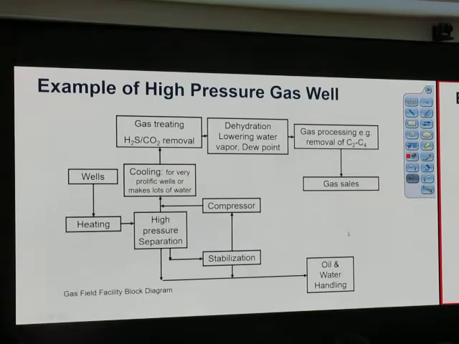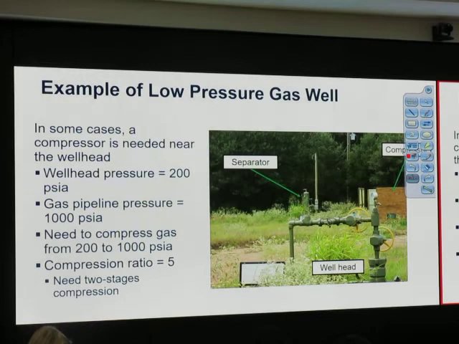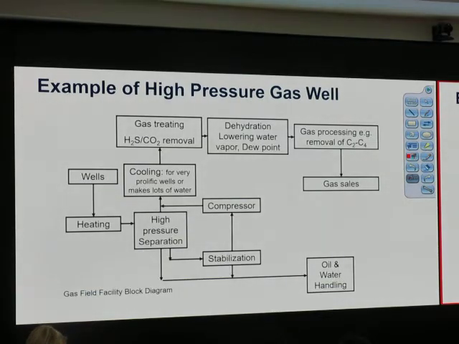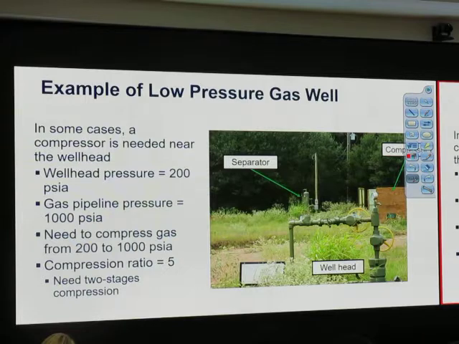Okay, in the field we have a compressor. We need a compressor to meet the sales gas pipeline. This is a diagram that we have every time we have a well. Sometimes for a high pressure gas well, we heat it. We have a high pressure separator, and we may have in the process a stabilizer, we have a compressor, and we have the separator over there, wellhead over here, and compressor behind that box.